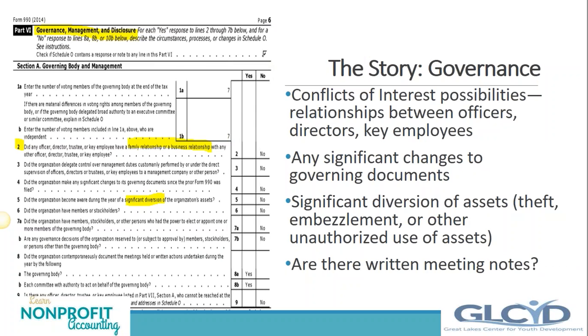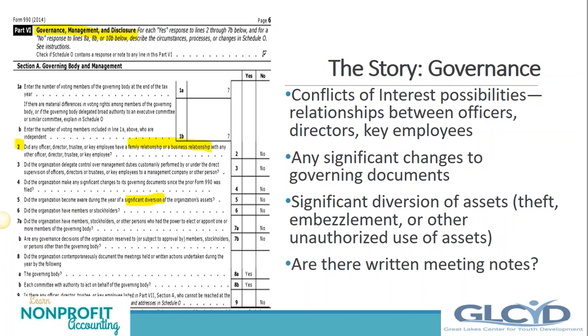So moving on to governance. This is part 6 of the 990, page 6, and this is the governance management disclosure. And on this page, there are some questions concerning business relationships or family relationships among officers, directors, trustees, and key employees. And that is very important to disclose because, in any kind of business or organization, if there are conflicts of interest, it can lead to some transactions that maybe don't happen at arm's length. So it's important to try to keep that kind of stuff out of the nonprofit organization.